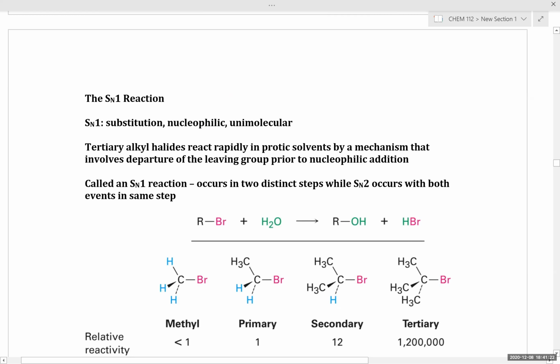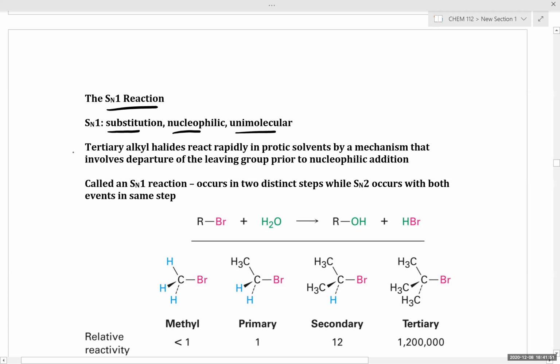And let's introduce our next major type of reaction, which is the SN1 reaction. So SN1, substitution, nucleophilic, unimolecular. Okay, so mechanistically, the SN1 functions where the rate limiting step is unimolecular. And we'll see as we look in detail into this mechanism, the main distinction between the SN1 and SN2 reaction.